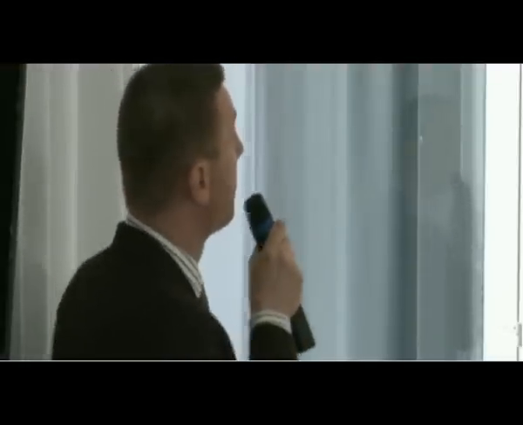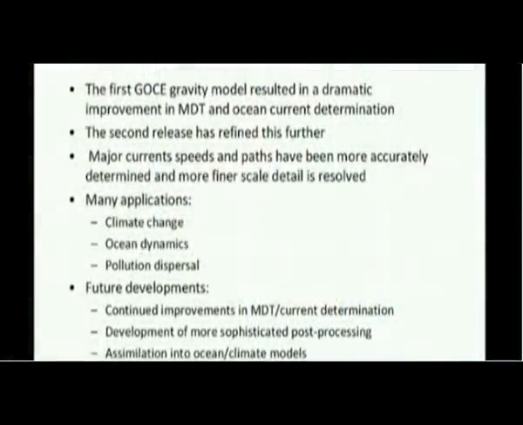So, just a final summary and outlook. We've seen that the first gravity model, which was based on just 2 months of data, really revolutionized our view of the ocean from space-based methods. The second release has refined this further, and now we can really identify the major currents of the ocean, their speeds and paths more accurately, and also begin to resolve some of the finer scale features like the Mann Eddy and the Agulhas retroflection, which tell us things about the dynamics of the ocean.